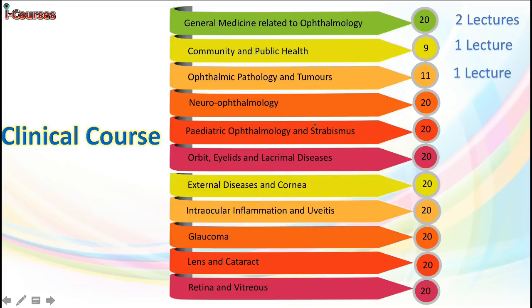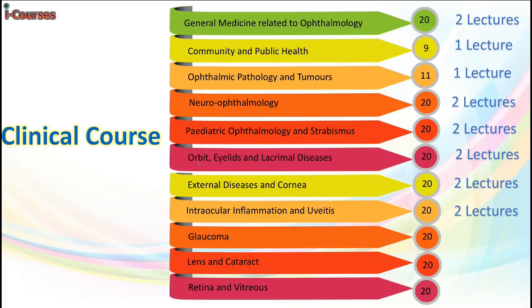Neuroophthalmology and the rest of the exam branches are 20 marks for each, and 2 lectures for each: neuroophthalmology, pediatric ophthalmology and strabismus, orbit, eyelids and lacrimal diseases, external disease and the cornea, intraocular inflammation and uveitis, glaucoma, lens and cataract, retina and the vitreous. So it is also a total of 20 lectures.